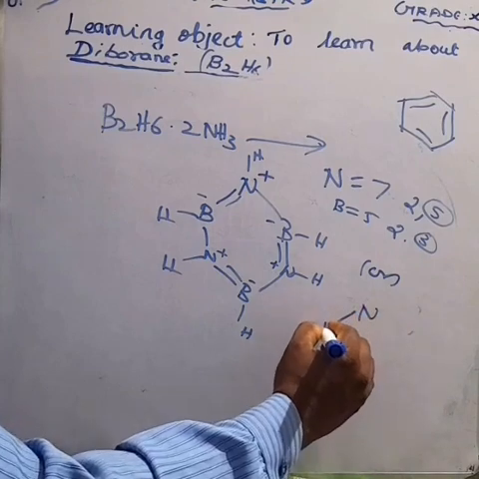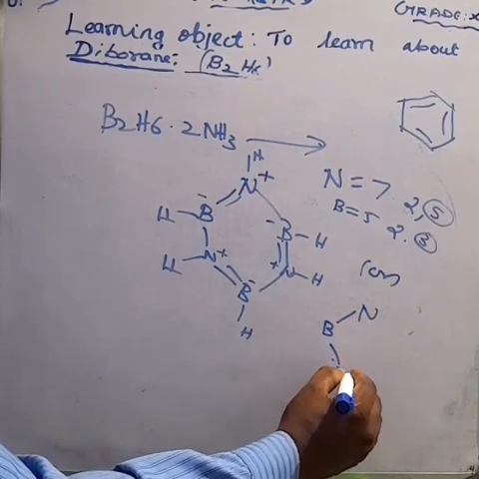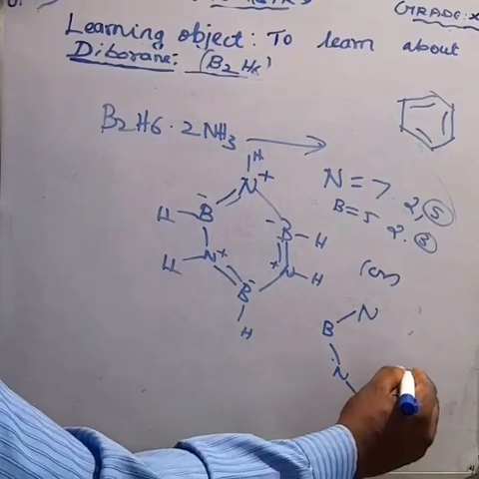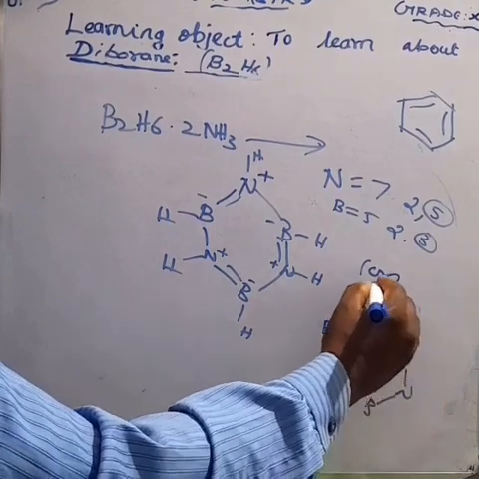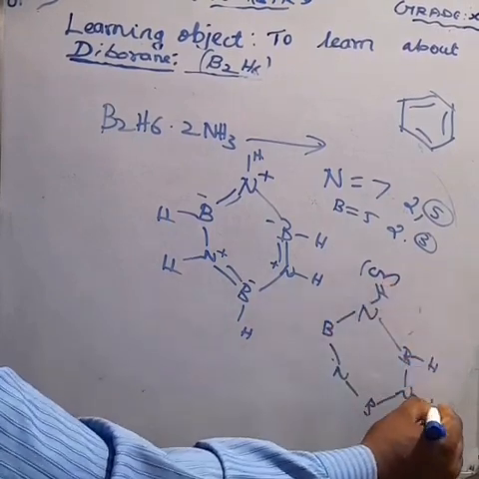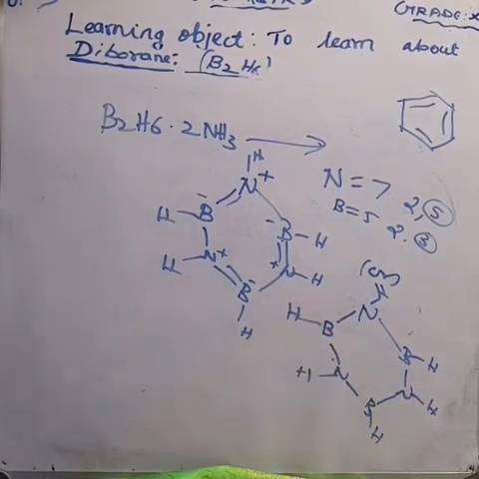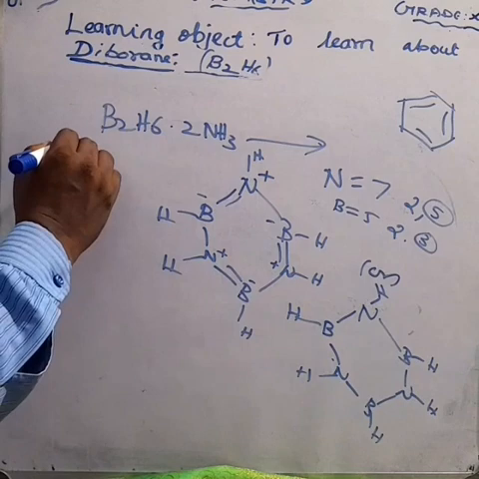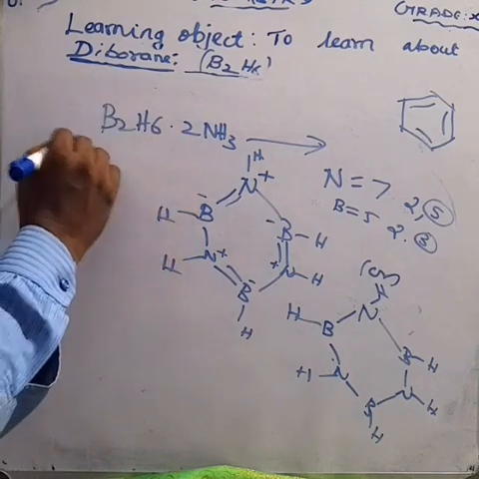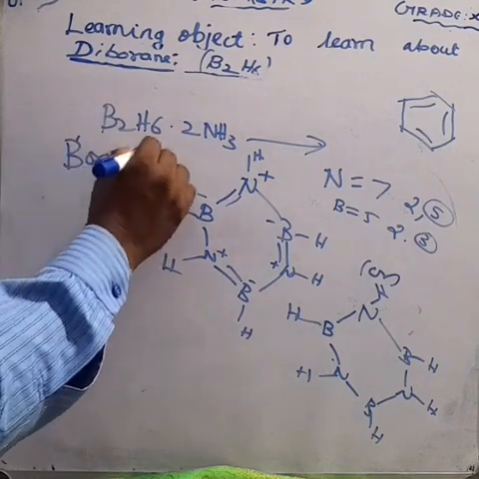Nitrogen, boron, nitrogen, boron, nitrogen, boron. Okay, each one having hydrogen. This is about what? Inorganic benzene. What's the name? Borazole, otherwise borazine. Okay, borazole or otherwise borazine.